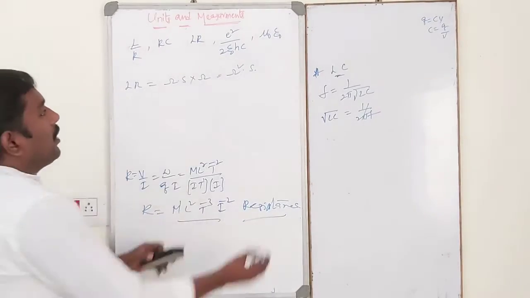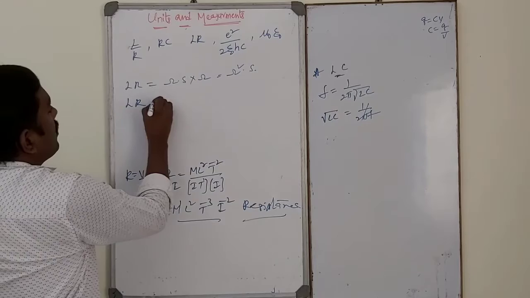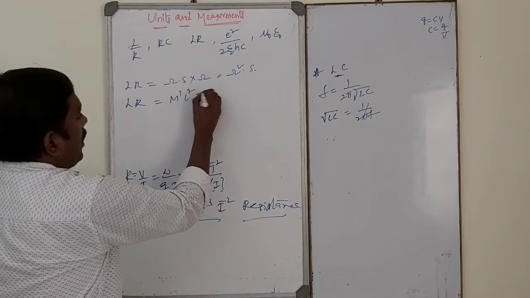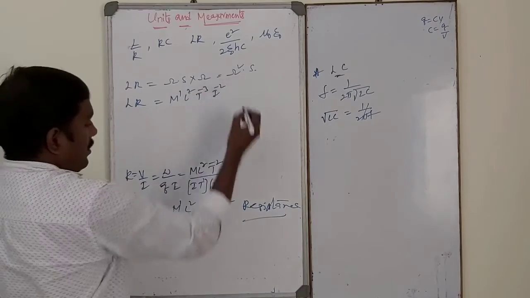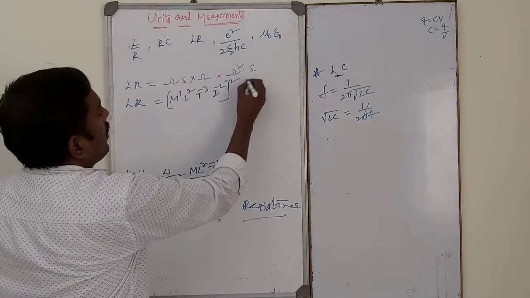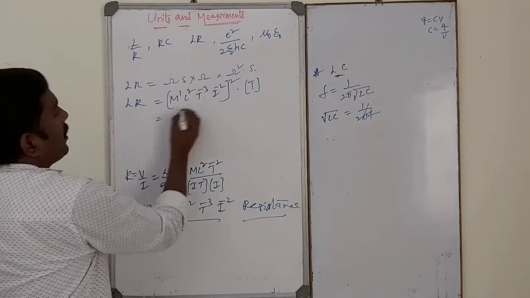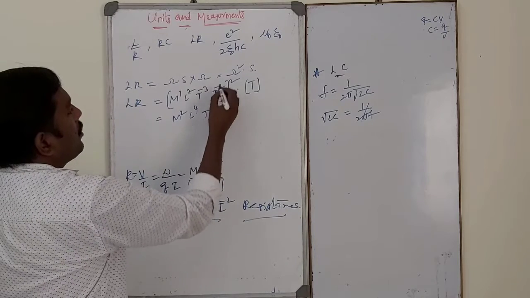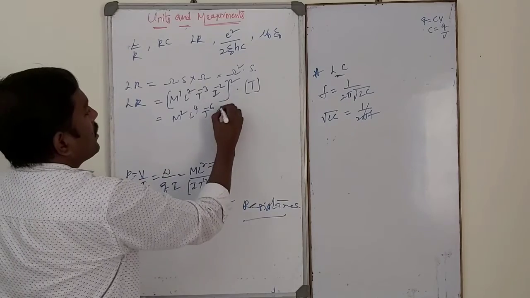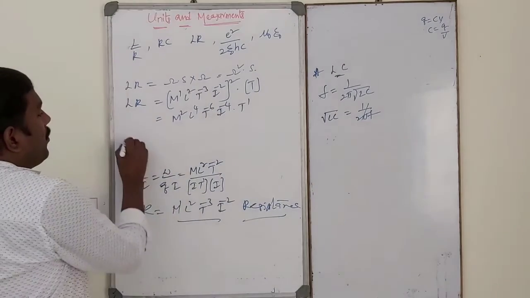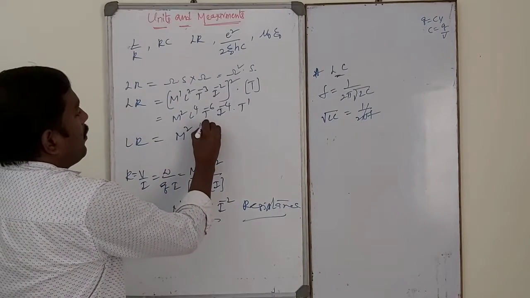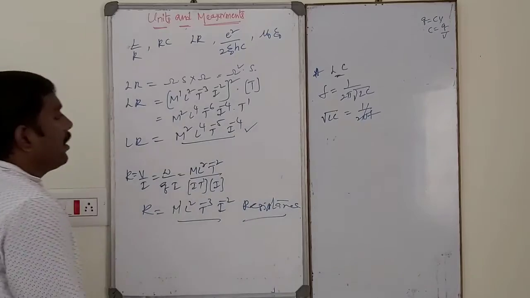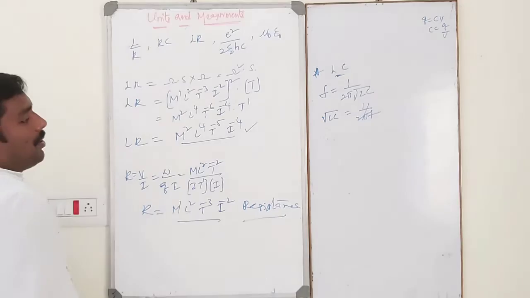So substituting the resistance value in the above equation, LR is equal to resistance, M power 1, L power 2, T power minus 3, I power minus 2, whole square, into second, that is nothing but T. Then multiplying directly, M power 2, L power 4, T power minus 6, I power minus 4 into T power 1. Finally, M power 2, L power 4, T power minus 6 plus 1, T power minus 5, I power minus 4. This is the dimensional formula for LR.